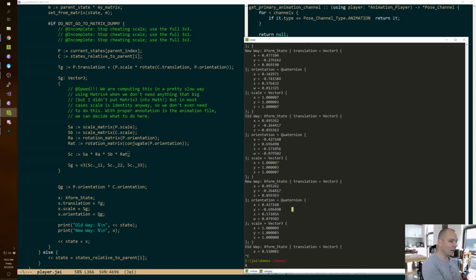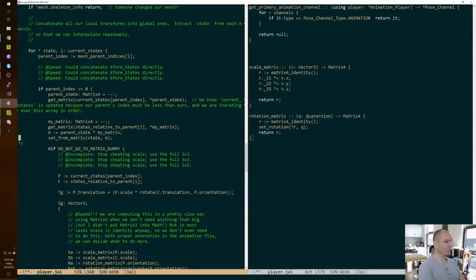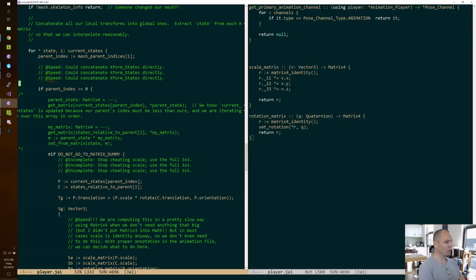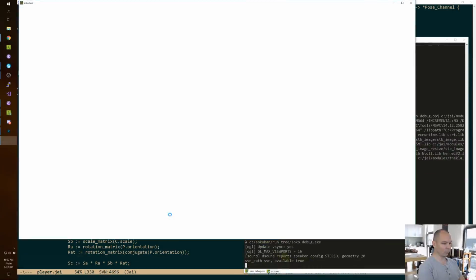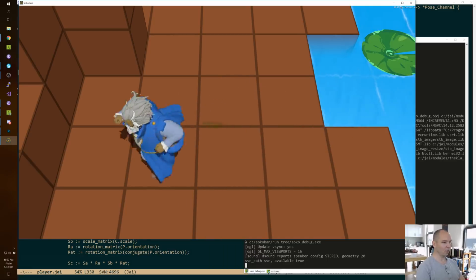Like, again, anytime you're messing with things that are identity, then who the hell knows? So we're going to have to make a test animation. But for now, I believe we could just get rid of this, right? And then get rid of this comment because that's what we're doing, we're concatenating Xform states directly. So there's our guy.